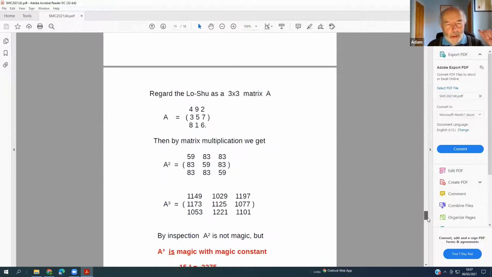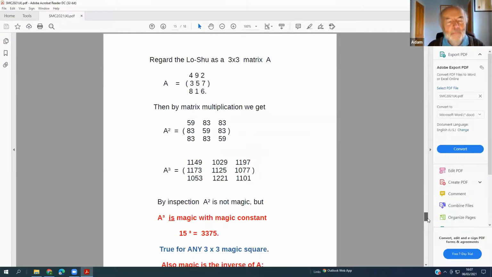One final appearance of the Lo Shu. And this is for definitely the top end of this school: matrix multiplication. So if there's any primary people still around, just hold on. Culture is just around the corner now. Take this thing as a 3 by 3 matrix, 492357816, and work out by matrix multiplication the square. So it turned out to be this.